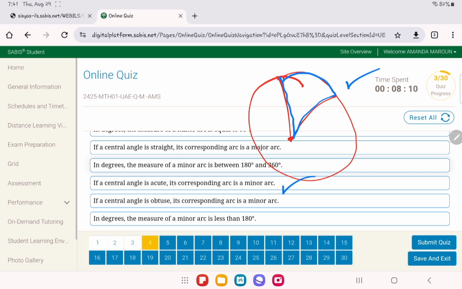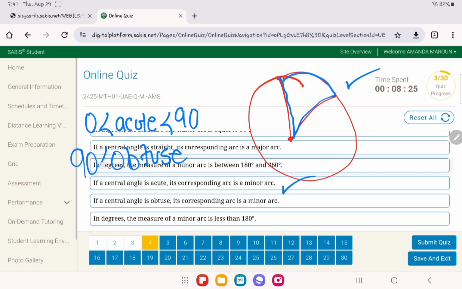Now they're telling us if the central angle is obtuse. First of all, acute means between 0 and 90. And obtuse means between 90 and 180. So if they're telling us the central angle is obtuse, let's take for example like this. This is obtuse. Okay, it's greater than 90 but less than 180.